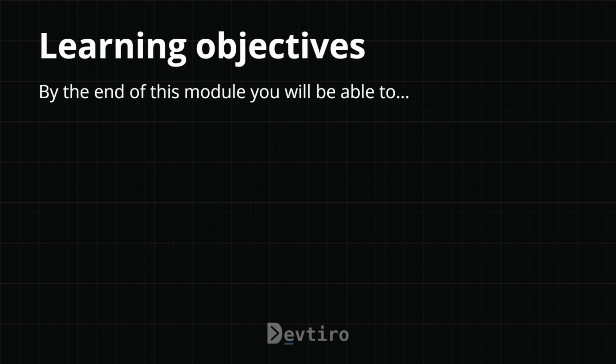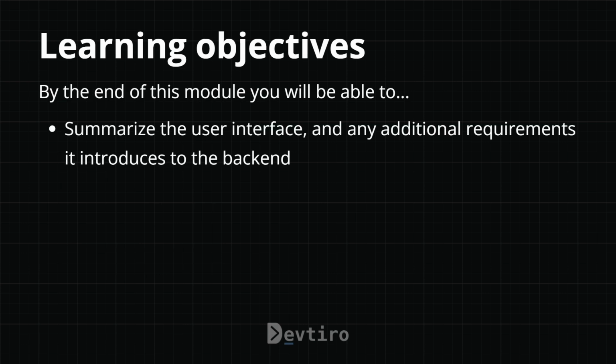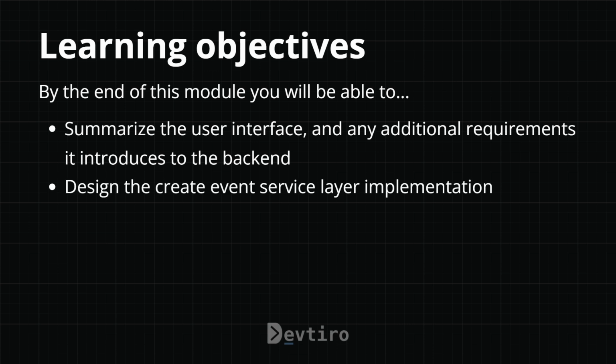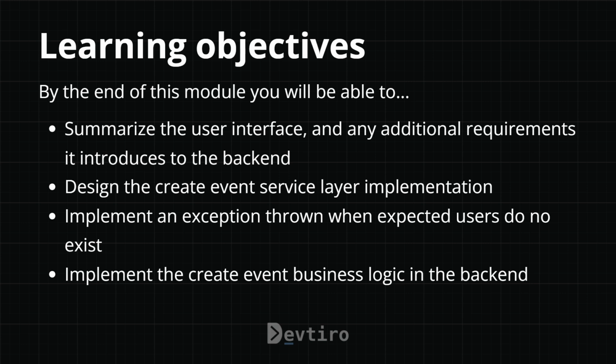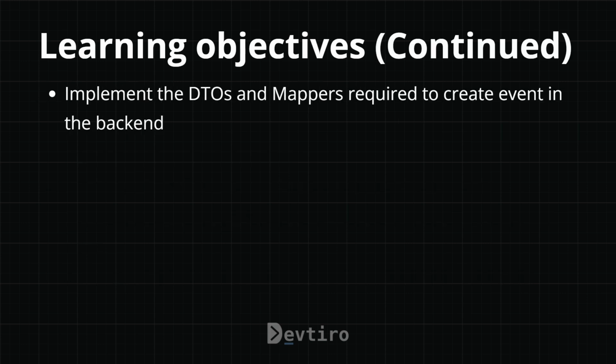By the end of this module, you'll be able to summarize the user interface and any additional requirements it introduces to the backend implementation. Design the Create Event service layer implementation. Implement an exception thrown when expected users do not exist. Implement the Create Event business logic in the backend. Implement the DTOs and mappers required to create an event in the backend.